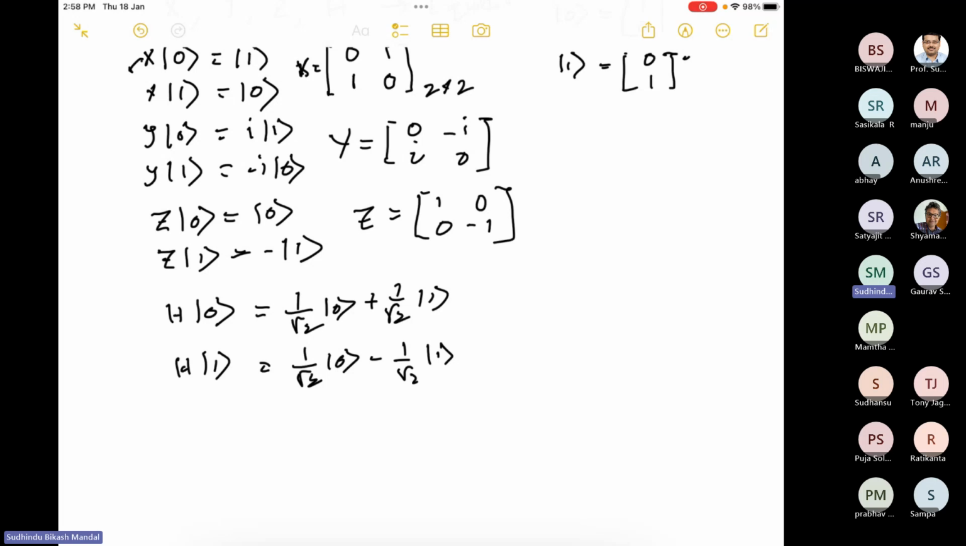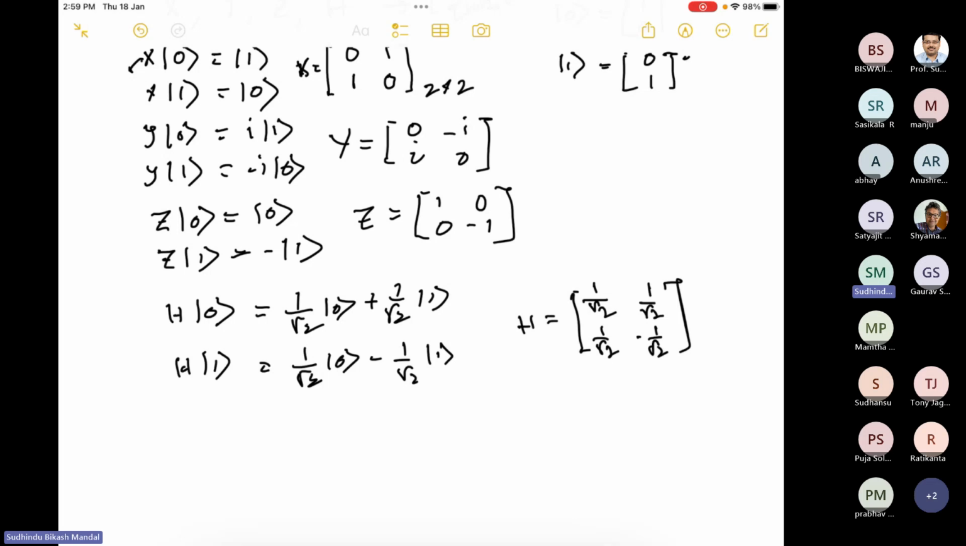So what will be the matrix representation? In a similar way, you can represent this matrix as 1 by root 2, 1 by root 2, 1 by root 2, minus 1 by root 2. Okay. This is the first observation of a 1 qubit gate.